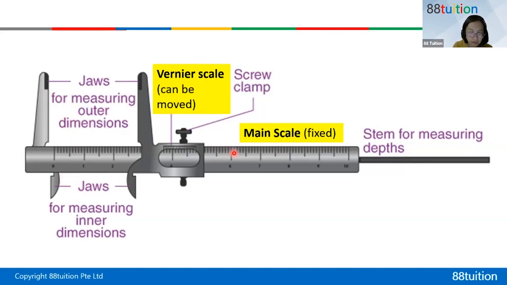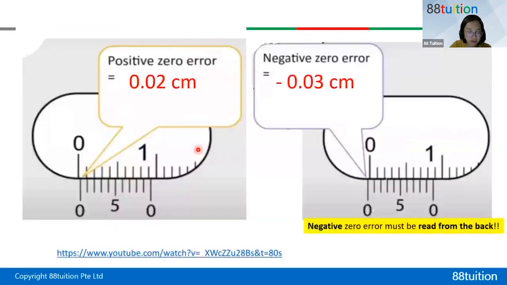Okay, so let's see how to read the measurement. Now, I have a YouTube video here. You can click on the link. I have extracted it as a picture so that we can go faster. So this is called positive zero error. This is negative zero error. Now, how do I tell?